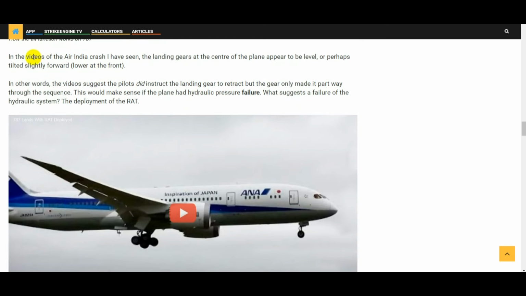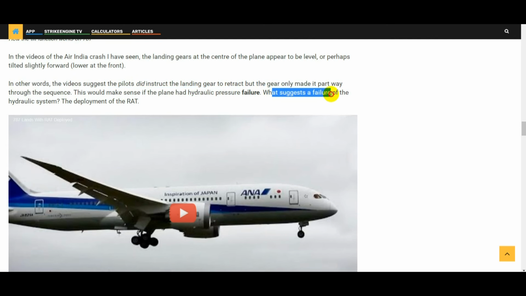In the videos of the Air India crash, at least the ones I've seen, the landing gears appear to be level, or perhaps even tilting slightly forward. In other words, the videos of the Air India crash suggest that the pilots did actually instruct the landing gear to retract, but the gear only made it partway through the sequence. The fact that the landing gears only made it partway through the cycle would suggest that the plane had some sort of hydraulic pressure failure or issue.